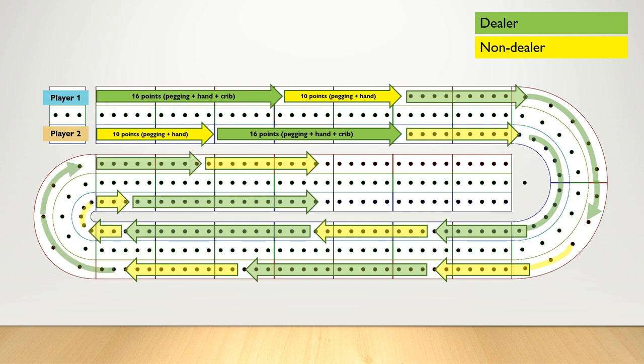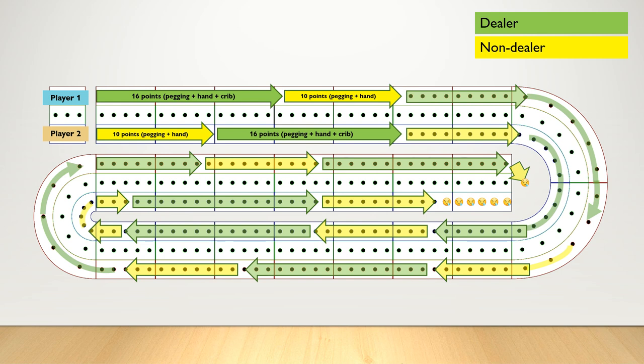We arrive at the 104 point hole, and the game is tied. So player 2 is the non-dealer and counts first. They advance 10 points, bringing them to the 114 point hole. Then the dealer counts and advances 16 points, leaving them 1 point away from winning, and they get first count on the next deal. The non-dealer is 7 points shy of winning, and they're kind of sad about it.